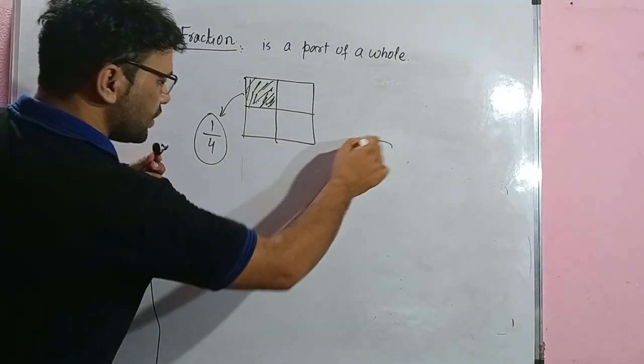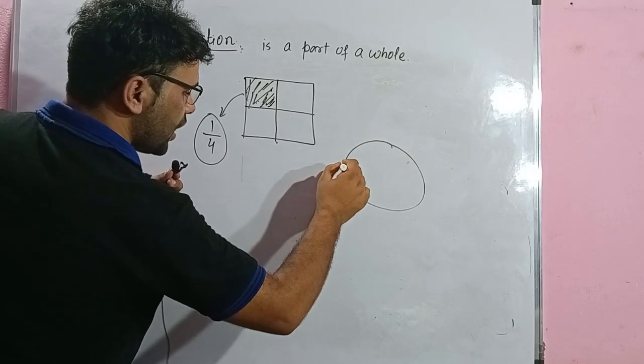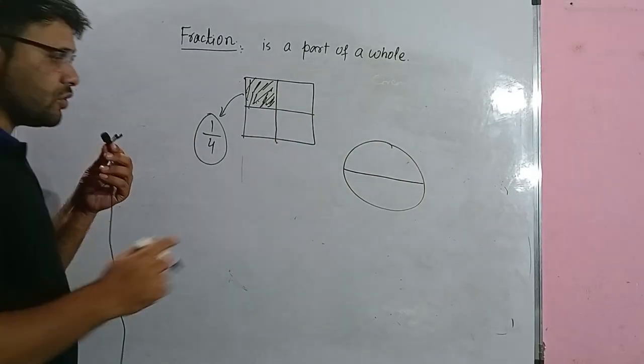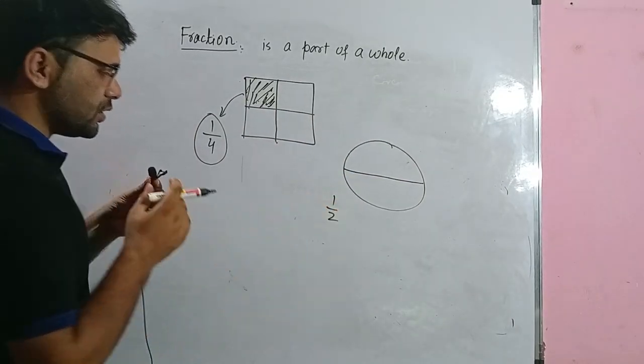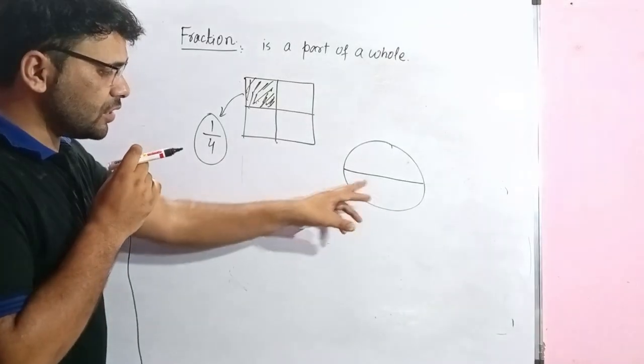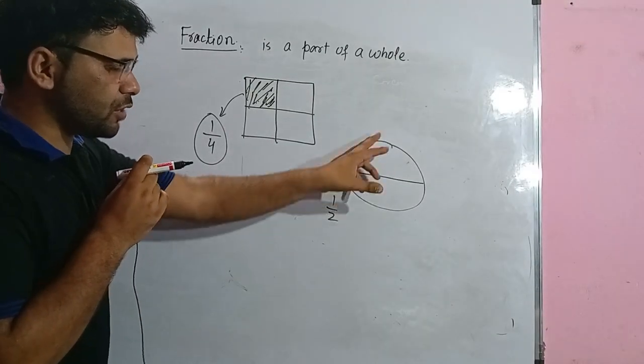And one more example I will give you. I have the circle here and I will divide it into 2 equal parts first. Now you can see each part is 1 by 2. What does that mean? Half of the circle. This is the half circle. So this is the fraction. This is part of the whole.